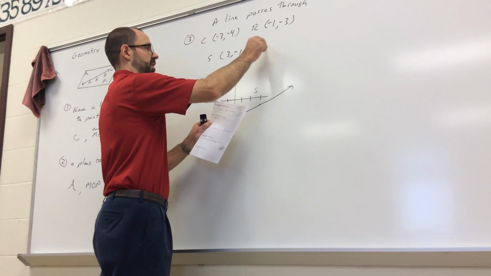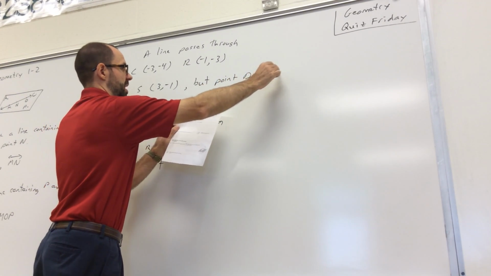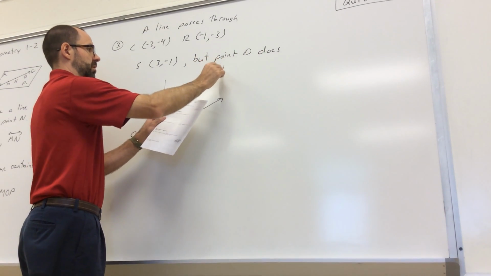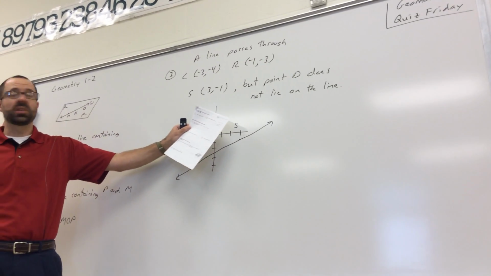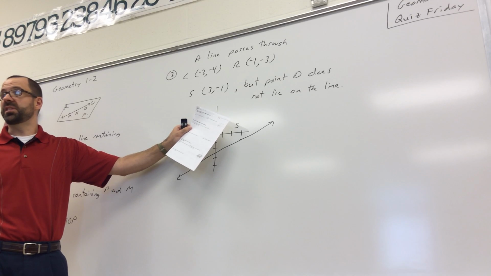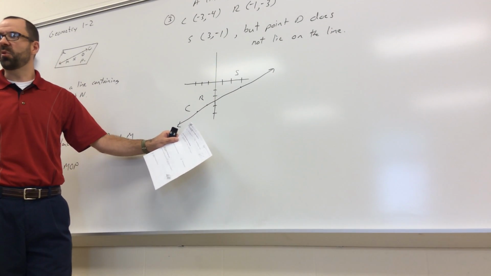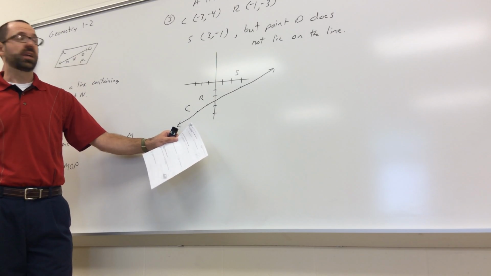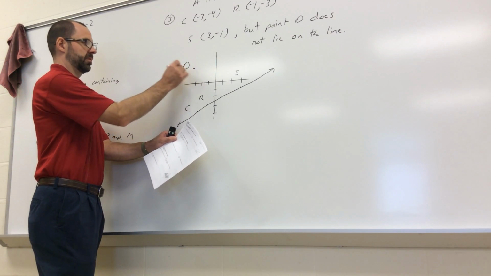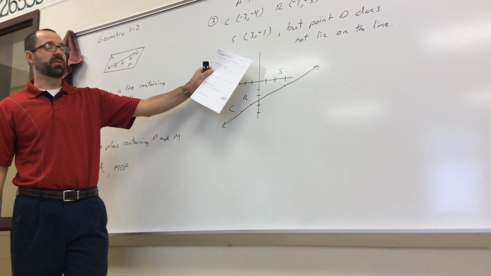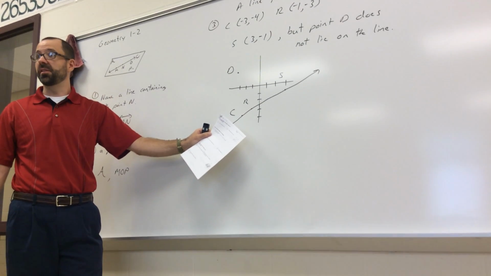And then it says, however, point D does not lie on the line. So a line passes through those points, but point D does not lie on the line. We've done the first part where we drew our line passing through those 3 points. And now we just have to finish it up and put point D somewhere not on the line. It doesn't matter where you put it. So it could be up here. So now we've drawn a line passing through those 3 points, and then point D not on the line.